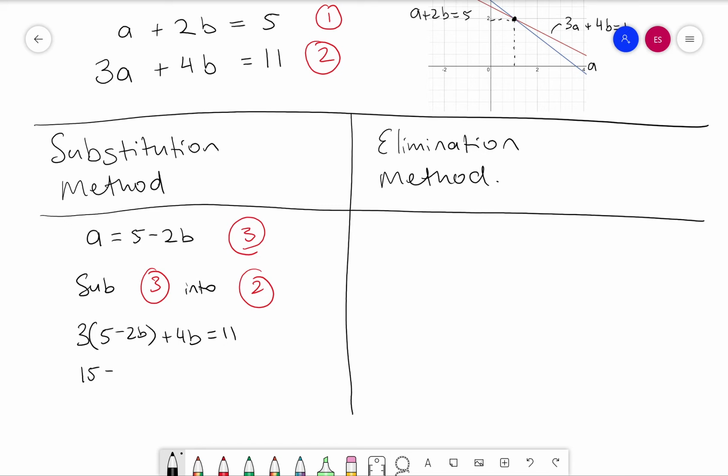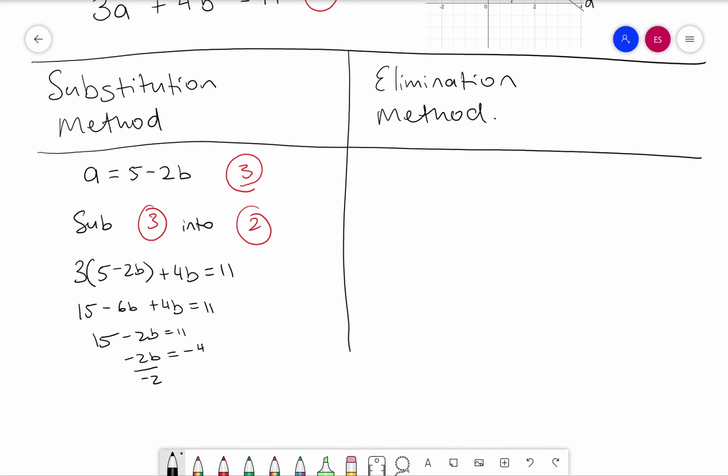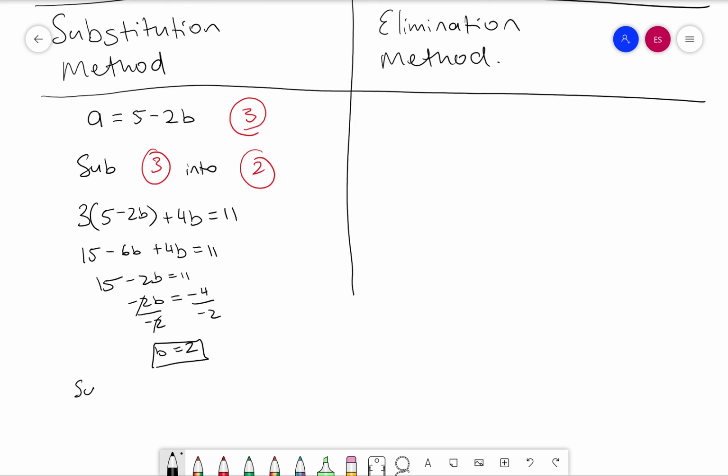So you get 15 minus 6b plus 4b is equal to 11, which means we'll get 15 minus 2b is equal to 11. Take the 15 to the other side. So you get minus 2b is equal to minus 4. And you divide by negative 2. So you get b is equal to positive 2. And then what you do now is you sub b is equal to 2 into one of your original equations.